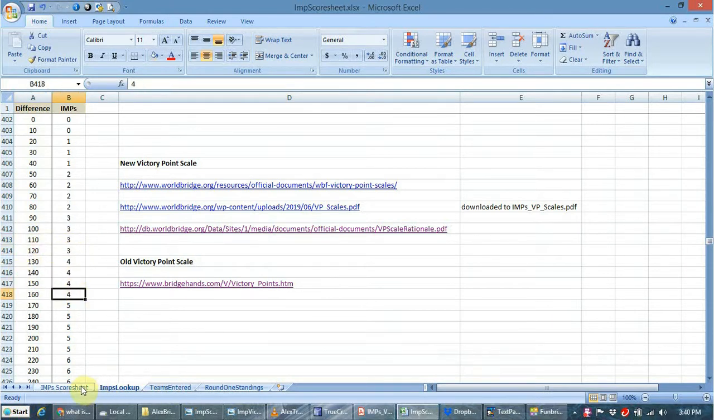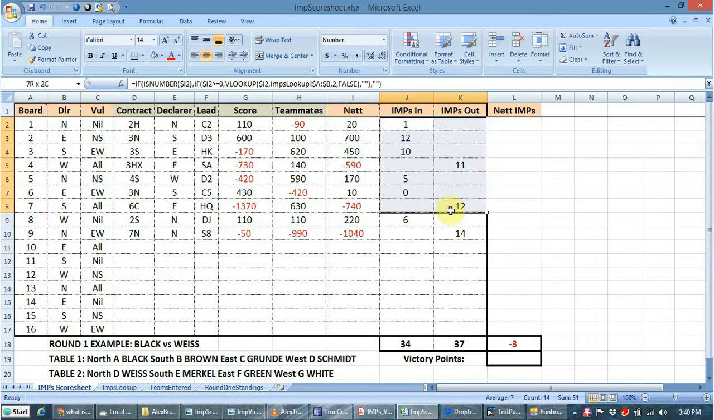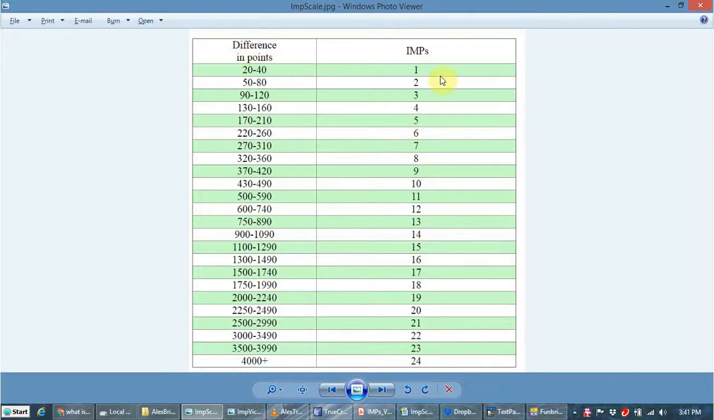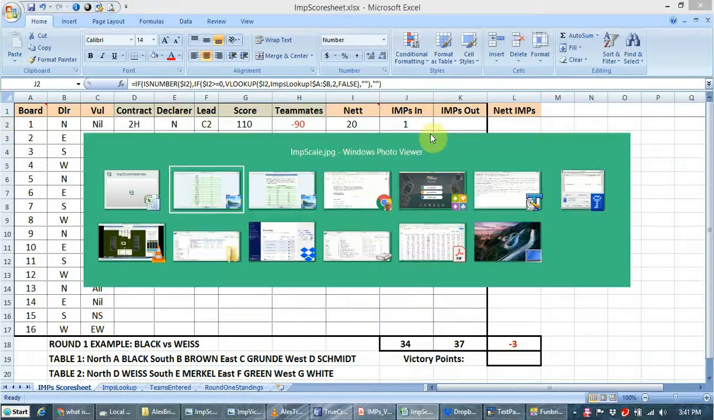Okay, I've done this over here. This is how these numbers came in. So here on the first board, we won by 20 points. Therefore, we scored 1 IMP. Because if we go back over here, 20 points is 1 IMP. So it's like a logarithmic scale.